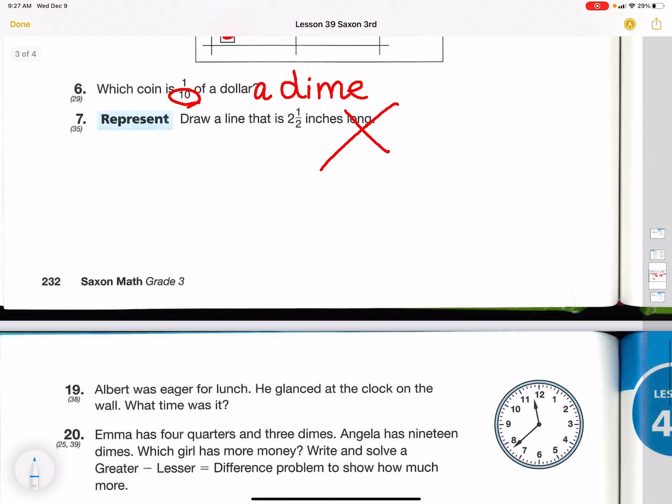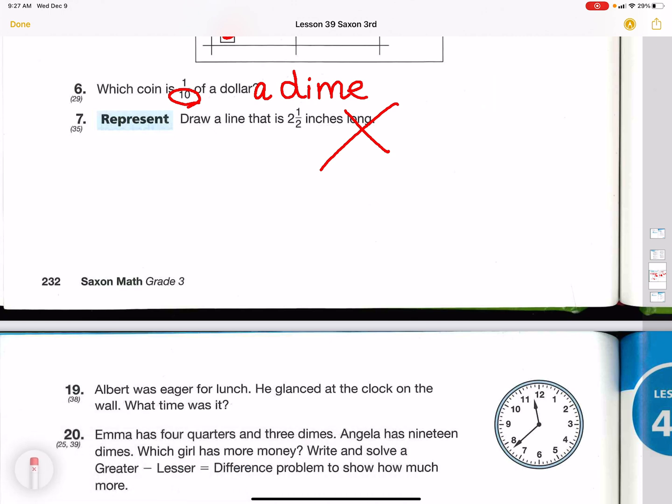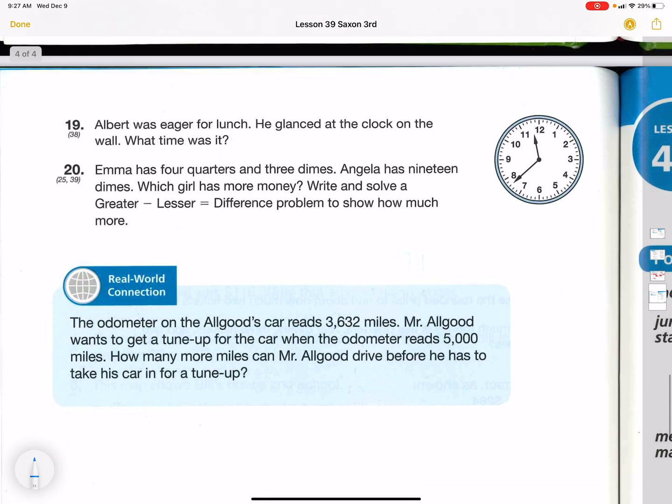Number 6, which coin is 1/10 of a dollar? That is a dime. It just so happened that 10 was the denominator this time, but that doesn't work every time. Like if you had 1/25 of a dollar and you said, oh, that's a quarter, that actually does not work like that. It just so happens that 1/10 of a dollar is also 10 cents. You don't have to do number 7.